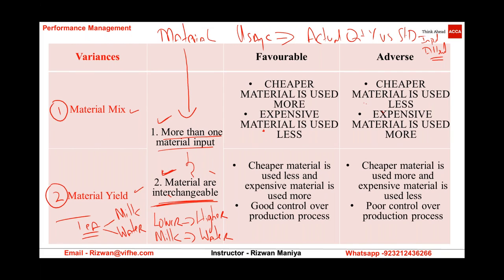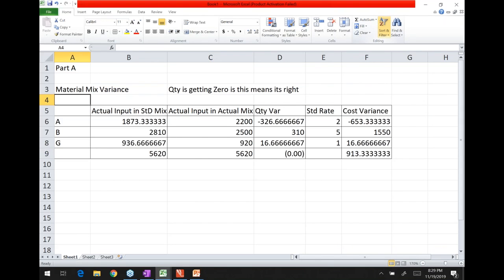So material mix variance could be favorable, or it could be adverse. Now let's quickly discuss what favorable and adverse mean. It's very simple. Remember, what is mix variance? Mix variance is a difference between standard mix and actual mix. If you ask for the definition, I would say mix variance is a difference between standard mix and actual mix. So it's a difference of mix versus mix.